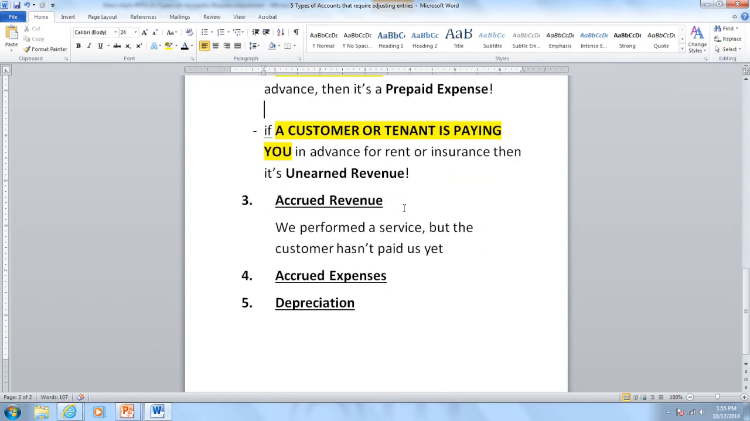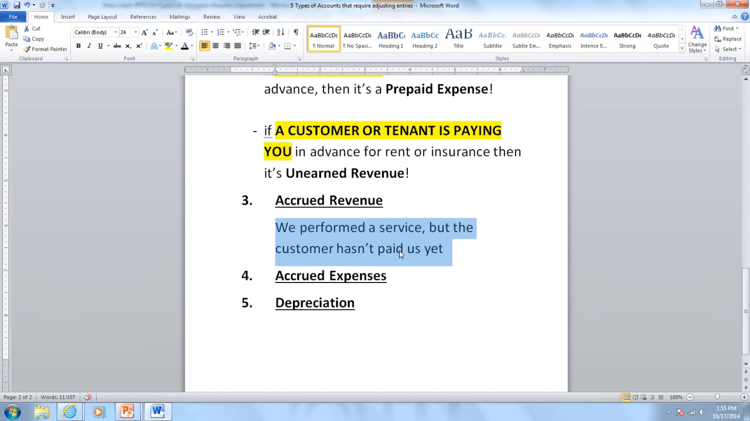The third type of adjusting entry that we're going to deal with is accrued revenue. Now, accrued revenue can seem really tricky, but I've made it really simple here. This is all I want you to remember. If you're struggling with accounting, if you can remember this, you'll be laughing. For accrued revenue, it's service that we have performed, but the customer hasn't paid us yet.